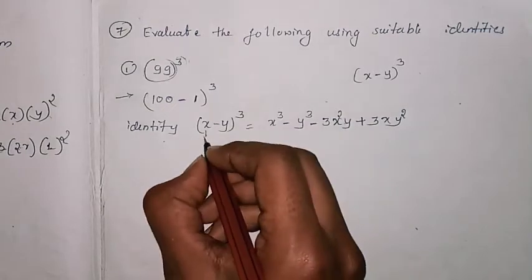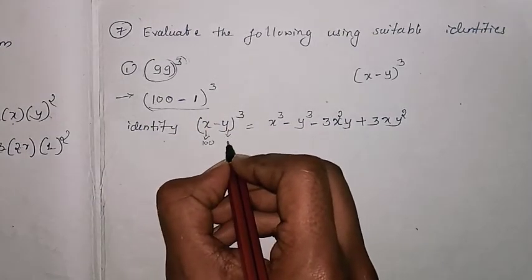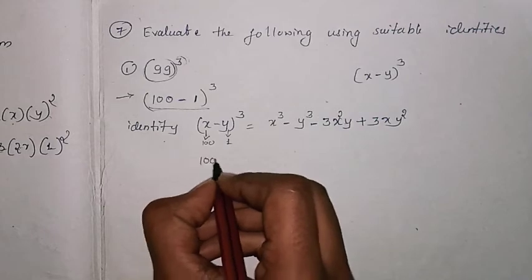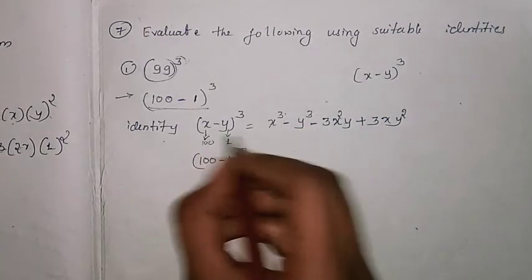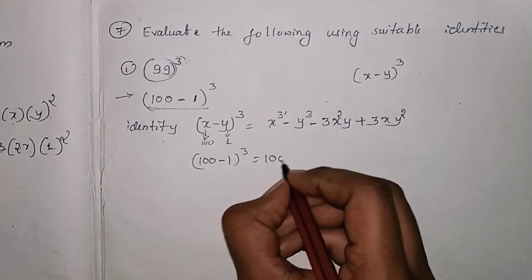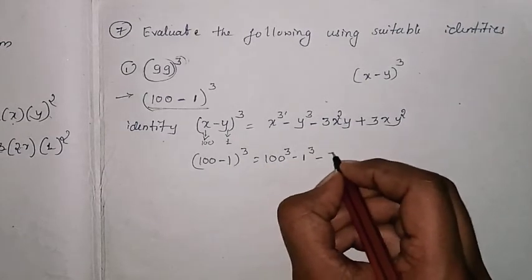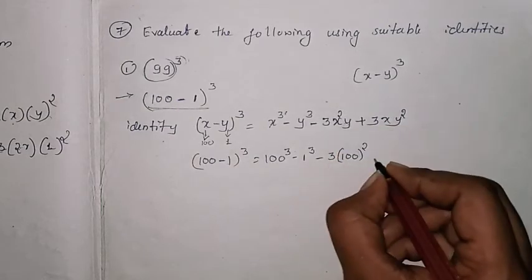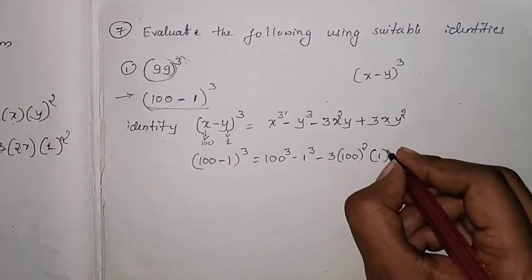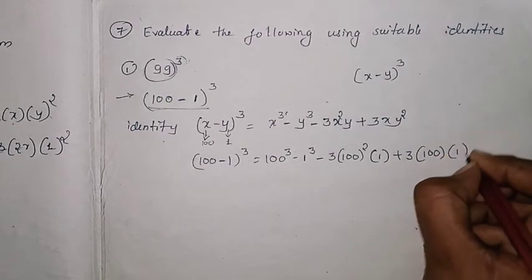Now you have to apply that for this. So it is 100, and in place of y it is 1. So that is 100 minus 1 whole to the power cube. So x cube means 100 cube, and y cube means 1 cube, minus 3 times x square, x value is 100 square and y value is 1, plus 3 times x value 100 and y square, y value is 1 square.